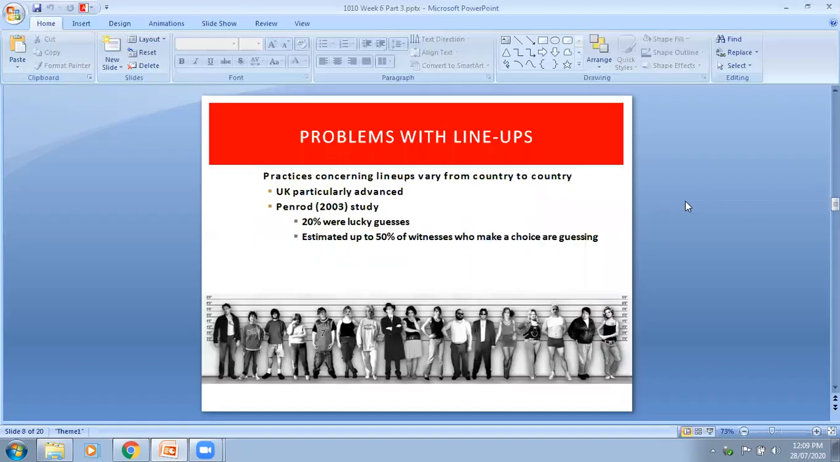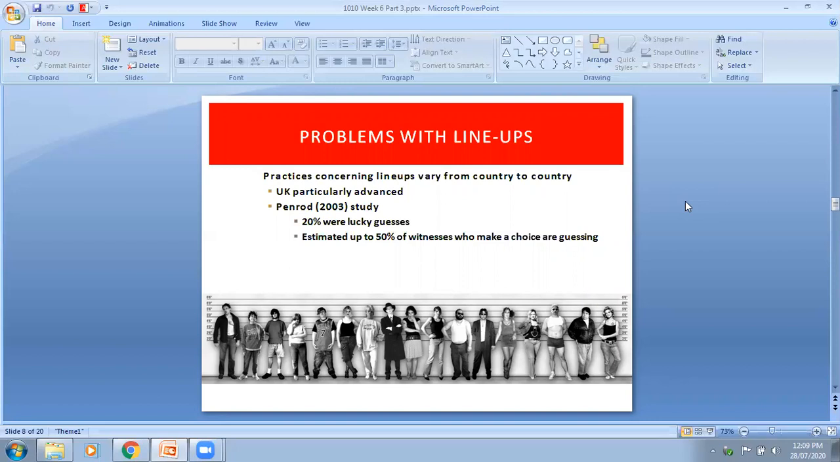So what are the problems with lineups? Well, have a look at this lineup. There's nobody there that really looks like anybody else. They're all very, very different. The practices concerning lineups vary from country to country. In some countries, it's preferable to use physical lineups. Some have now advanced to using photos only. The UK is particularly advanced in this area.